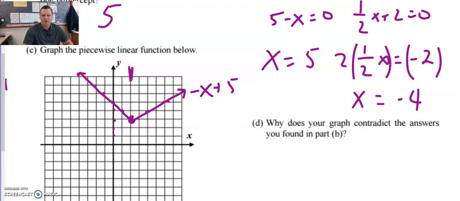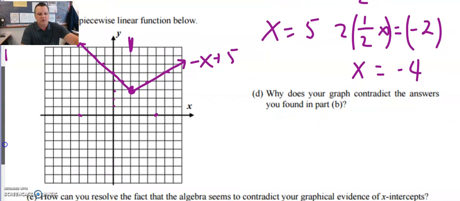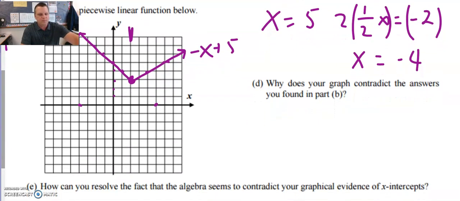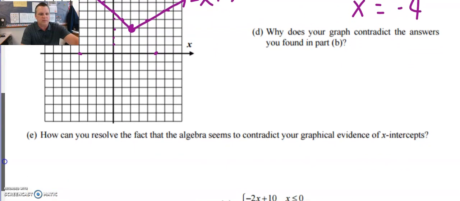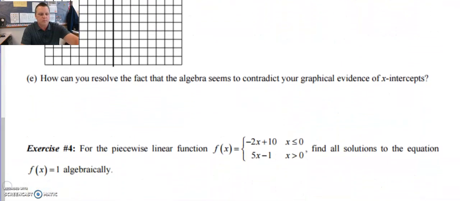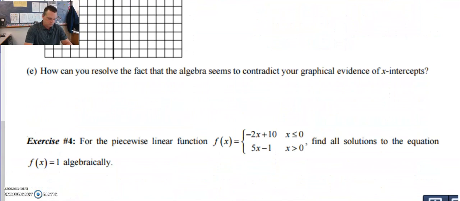So what does that mean? That means that there's no x-intercepts. So the contradiction is that the piecewise function doesn't include the intercepts, because the first one was at 5, 1, 2, 3, 4, so here, and the second one was at negative 4, 1, 2, 3, 4. Now, it is not included in my piecewise function. So that's why the x-intercepts exist, but not in this piecewise function. If I was just looking at a single line, then you would have an x-intercept, of course. And I kind of just answered E.